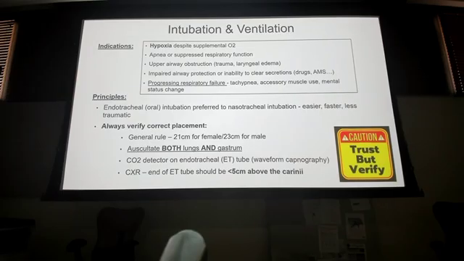Another thing we can do is a CO2 detector. This is waveform capnography. There's also color capnography, a disposable device that you put at the end of the ET tube between the tube and the Ambu bag, and that's going to change in color. Gold is good. If it changes to gold, that means you're getting return of CO2, you're in the lungs. If it stays purple, that's poor, that means you're in the stomach and you're not ventilating, right?